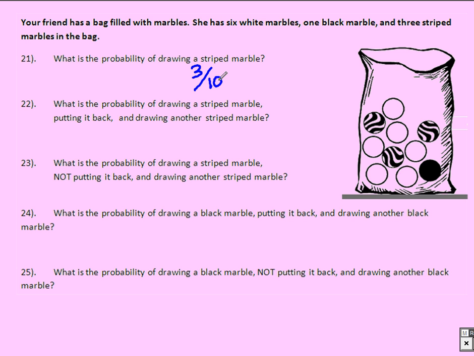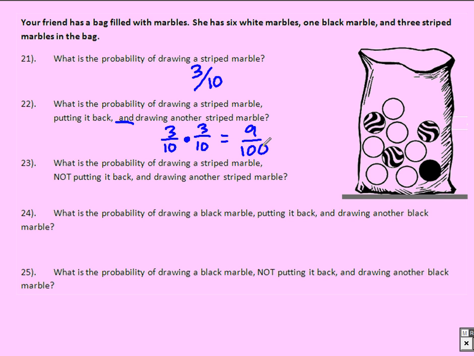Now, 22, what's the probability of drawing a striped marble, putting it back, and drawing another striped marble? So multiplication is key because of "and." Drawing a striped marble, we just said, was 3 out of 10. Then when you put it back in and draw again, it's still 3 out of 10. So you multiply those and get 9 out of 100.